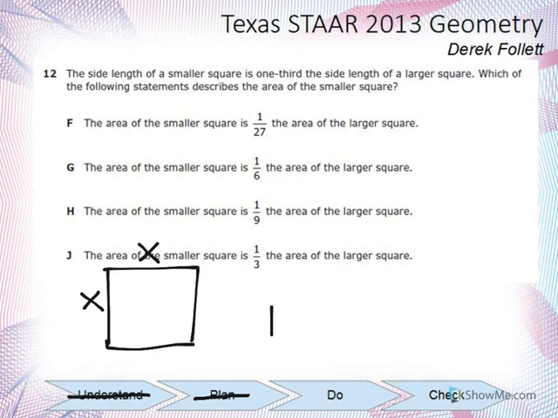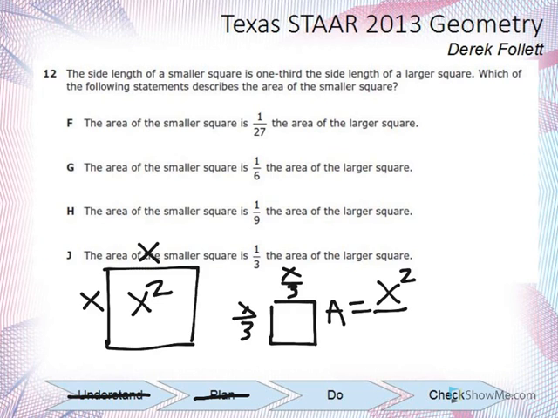And then it tells me my little square, the side is 1/3 the length. So this would be x over 3 by x over 3. So what would the area of the big square be? Well, that would be length times width. X times x is x squared. What would the area of the little square be? That would be x over 3 times x over 3. So its area would be x squared over 9.